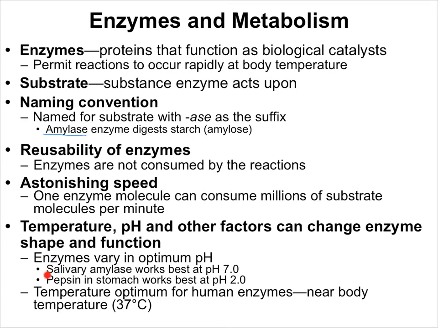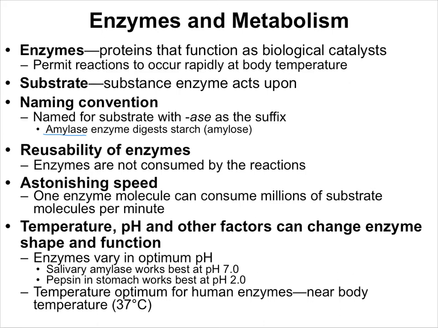Salivary amylase, which we just talked about, works at pH 7. That's the pH in your mouth. Makes sense. Pepsin is an enzyme in your stomach that digests proteins. And what would you think a protein in your stomach would work at? Would it work best at neutral pH? No, it's going to work best at an acidic pH, around pH 2, because your stomach is acidic.